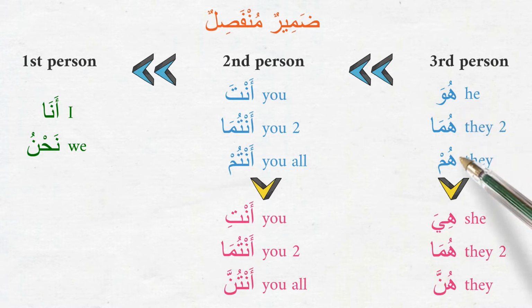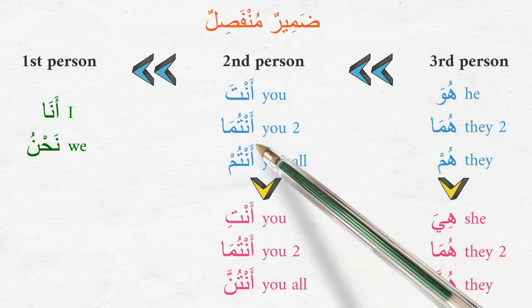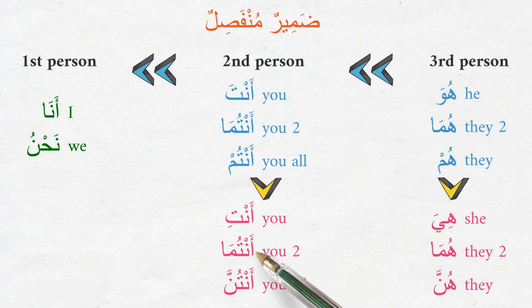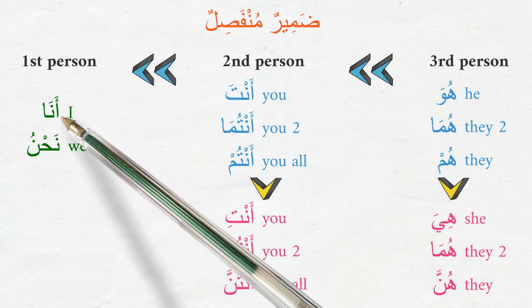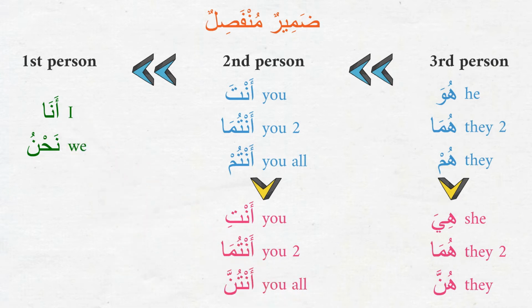هو هما هم, هي هما هن, أنت أنتما أنتم, أنت أنتما أنتن, أنا نحن. Once again. هو هما هم, هي هما هن, أنت أنتما أنتم, أنت أنتما أنتن, أنا نحن.